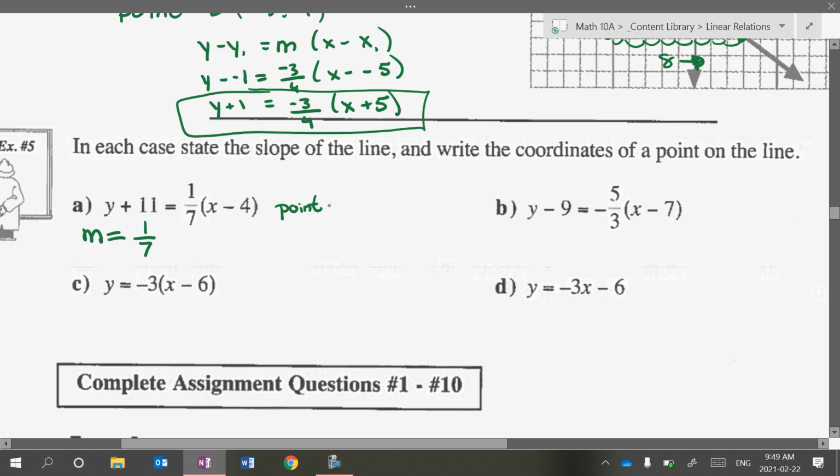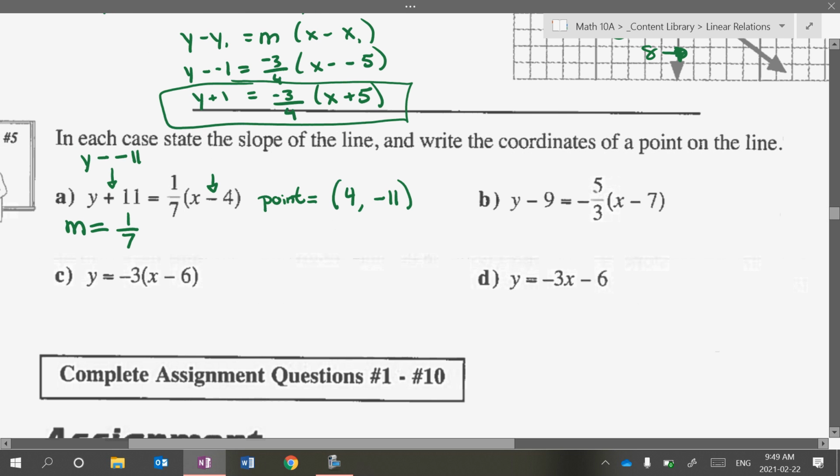Our point, you have to be careful with the point when you're reading it. Because the negative is in the formula, it's actually a +4. But because this is a positive sign, it had to have come from a -11. So it's kind of opposites there. So you have to make sure, right? Because before this would have said y minus -11 for that to become a positive. So that's the actual coordinate you have to be thinking about there.